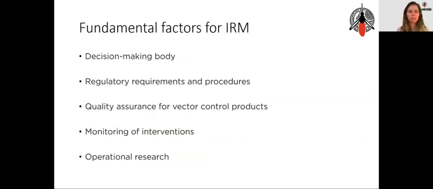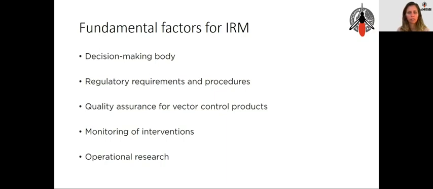So insecticide resistance management is implemented at a strategic level, and the strategy requires a number of fundamental factors, including a decision-making body, and it's important to outline this process for establishing and strengthening the national decision-making bodies. There are regulatory requirements and procedures to be considered.